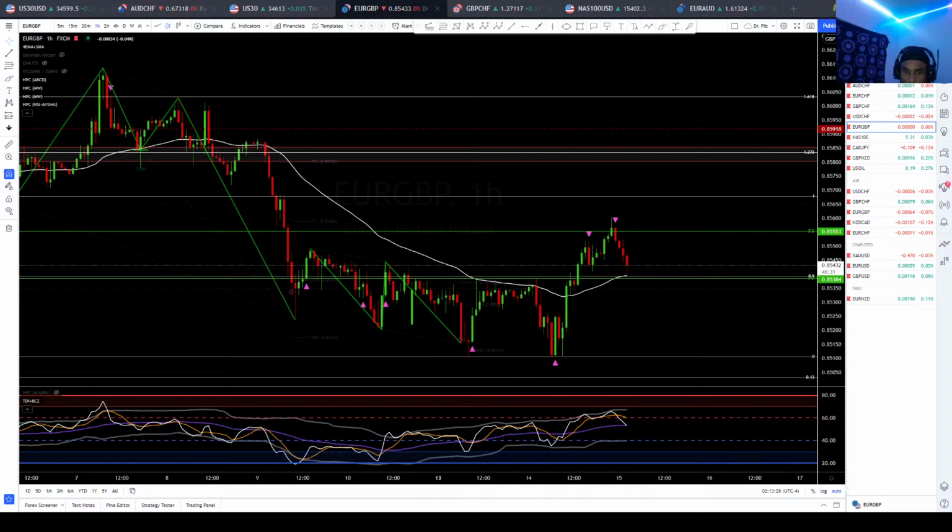What else do we have? I'll just keep going through. Pound pairs, let's look at that. I didn't look at any pound pairs yesterday, I don't believe.